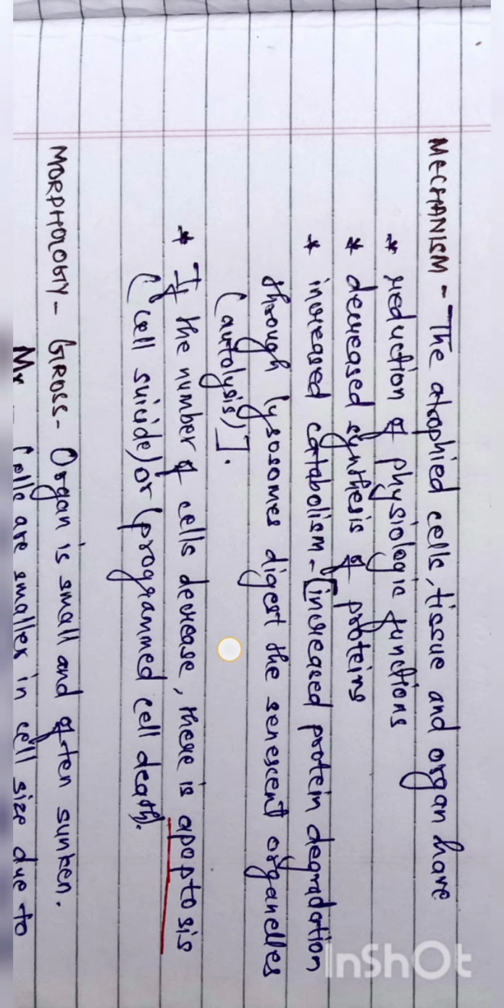Now let's talk about the mechanism of atrophy. The atrophied cells, tissue and organ have reduction of physiologic functions: decreased synthesis of proteins and increased catabolism, that is, increased protein degradation through lysosomes, which digest the senescent organelles by autolysis. And if the number of cells decreases, there is apoptosis, that is cell suicide or programmed cell death.